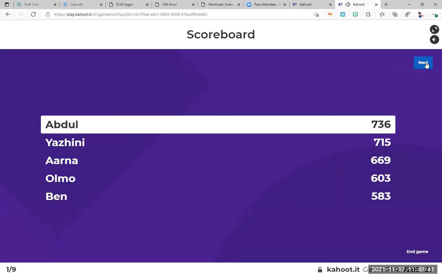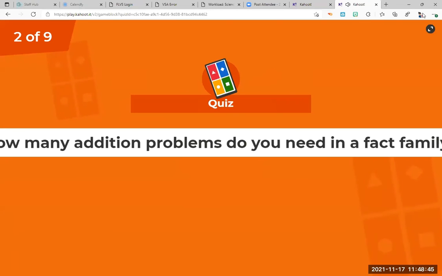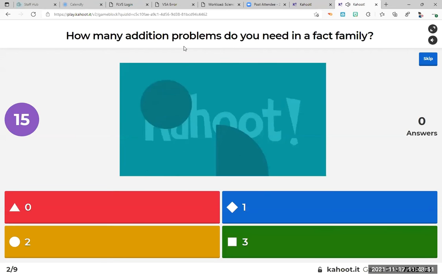Okay. Let's keep going. I don't want to keep stopping because then we won't get to the fun part. You can ask your question at the end. How many addition problems do you need? Okay. Remember there were 4 equations altogether. How many were addition? How many plus problems or equations are allowed in a fact family?